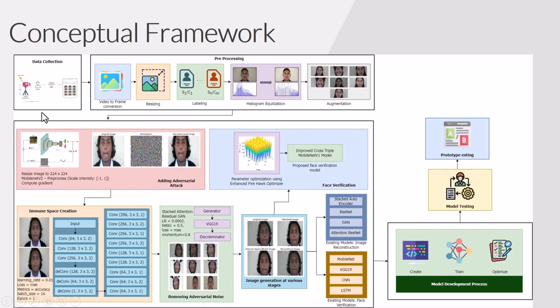We have created an in-house database. We have captured the videos. Those videos are converted into frames. Frames are resized and labeled properly. Then we applied histogram equalization to improve the quality of the image. Then to add diversity into the dataset, we have performed augmentation. From each image we are generating 7 augmented images.